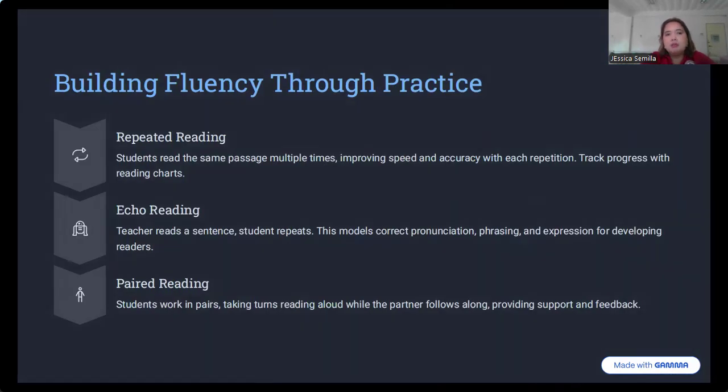Next one is building fluency through practice. One way of developing our learners to read fluently is that they need to repeat. Especially, students read the same page multiple times so that they will improve their speed and accuracy, if you are focusing on the speed and accuracy of reading.